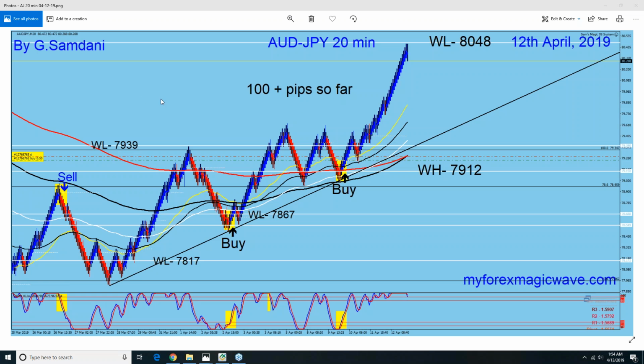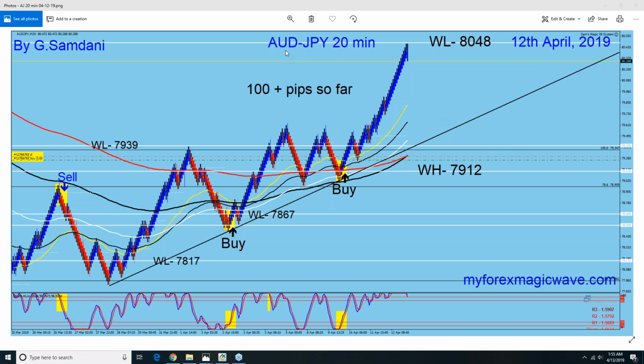So let's get started. This is the Aussie yen trade, 20-minute, closed on 12th April, today, Friday. All of my trades so far, I closed them on Friday. Some were started today, some the entry was yesterday, some the day before yesterday. It was a very chaotic week for me, very busy and doing other things, so I was not very active in trading, but I still pulled out some of those trades.